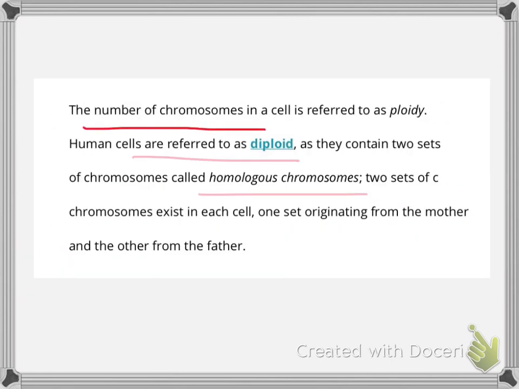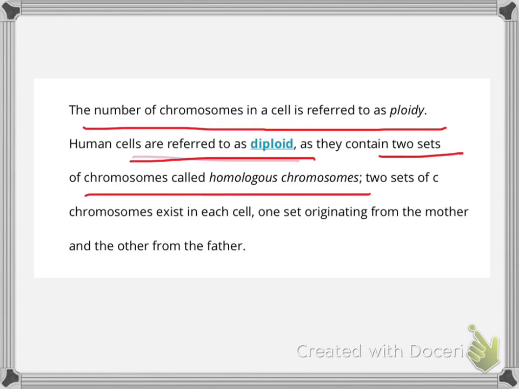The number of chromosome sets in a cell is referred to as ploidy. A human cell is referred to as diploid because it contains two sets of chromosomes called homologous chromosomes. The two sets of chromosomes exist in each cell. One set originates from the mother and the other from the father.